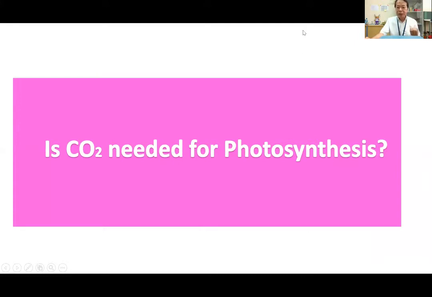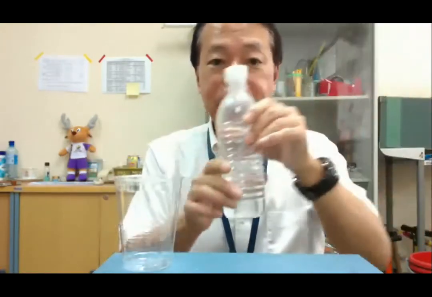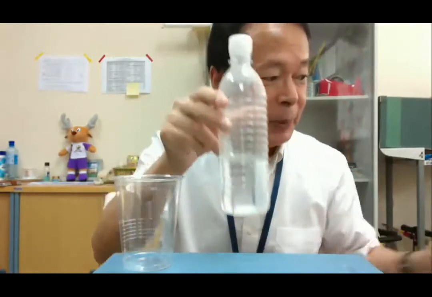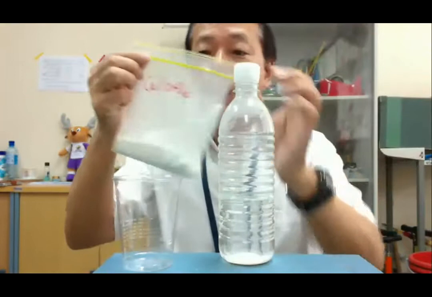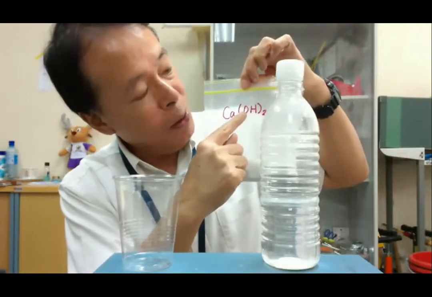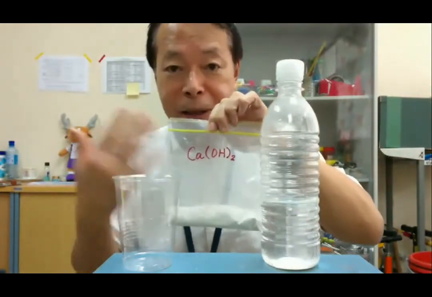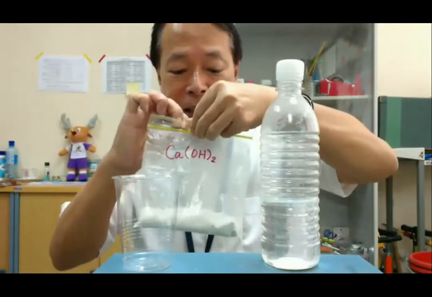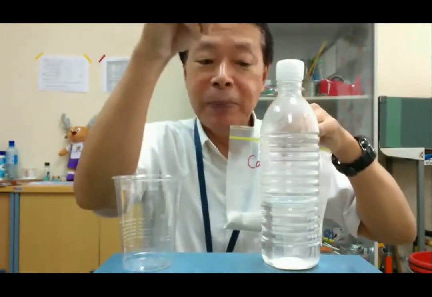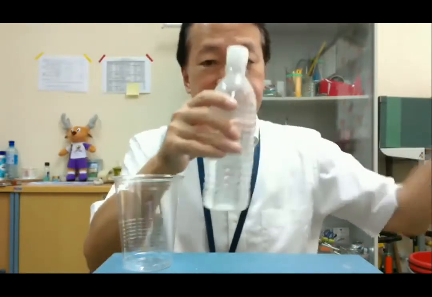So before doing the experiment, we need some preparation. Here is the plastic cup, and this is some liquid. I put this one, calcium dihydroxide. Okay, and this is very popular among us, not a special matter. Then I put this powder into the bottle and pour some water. Then dissolve it.